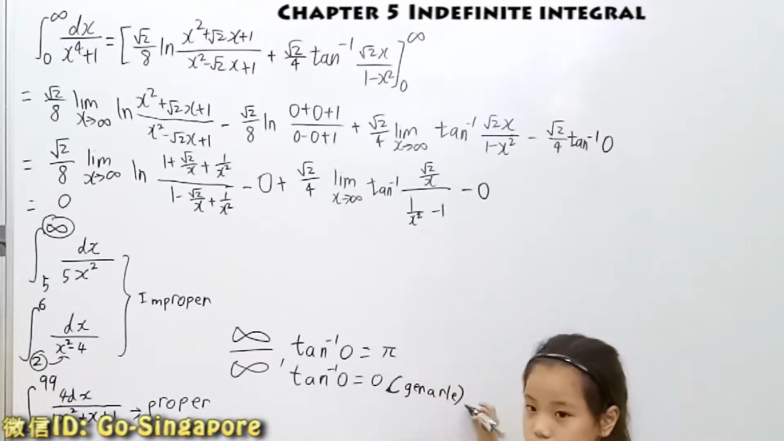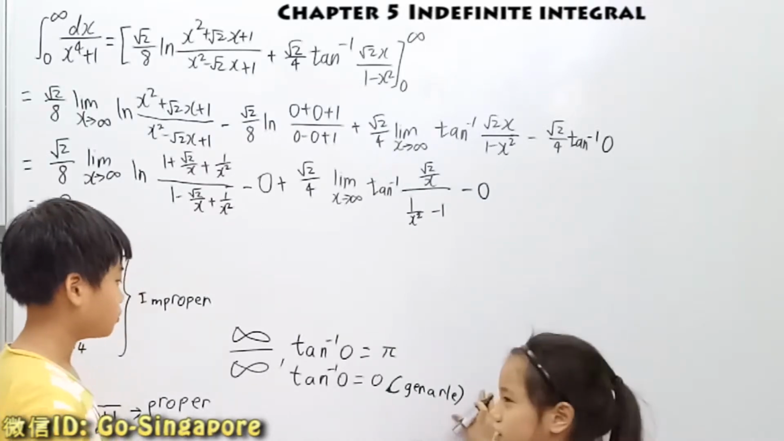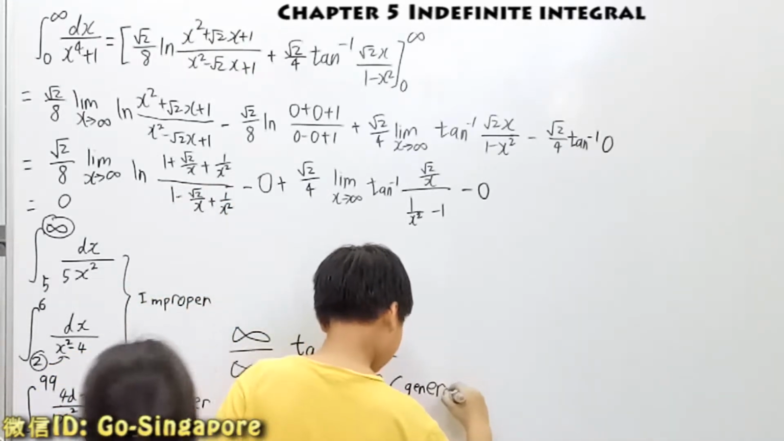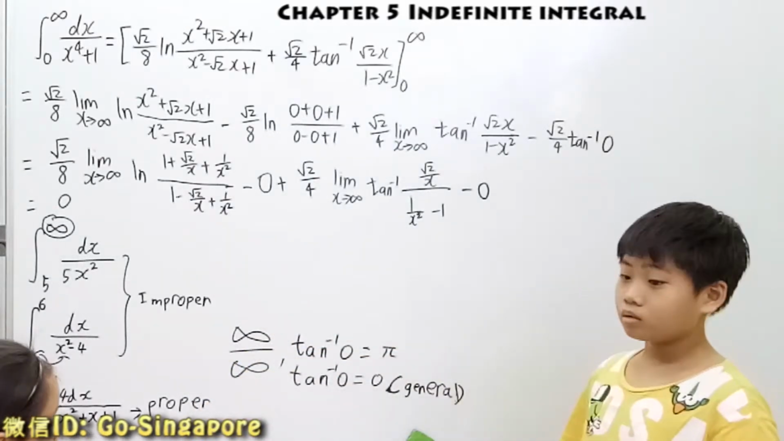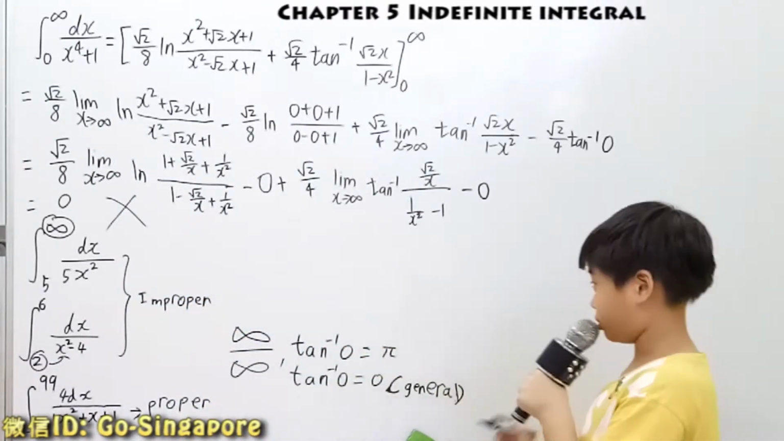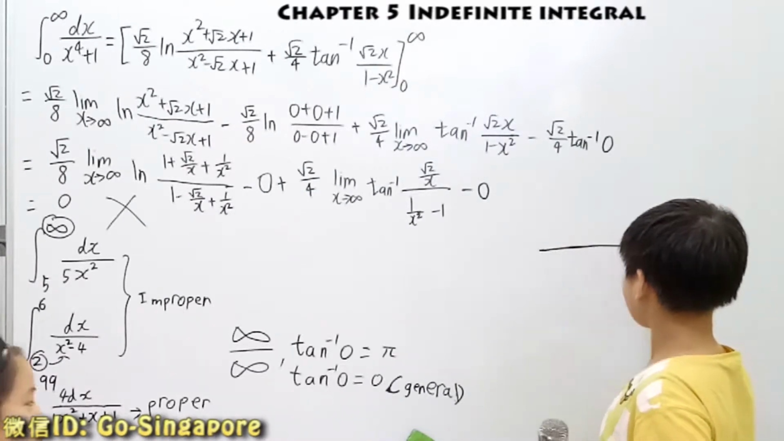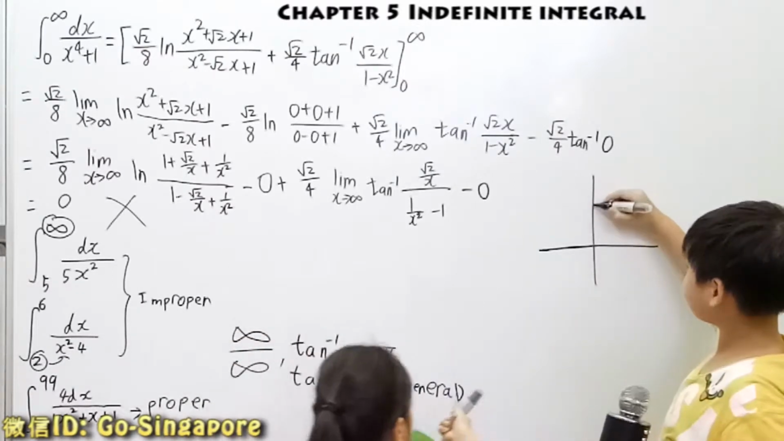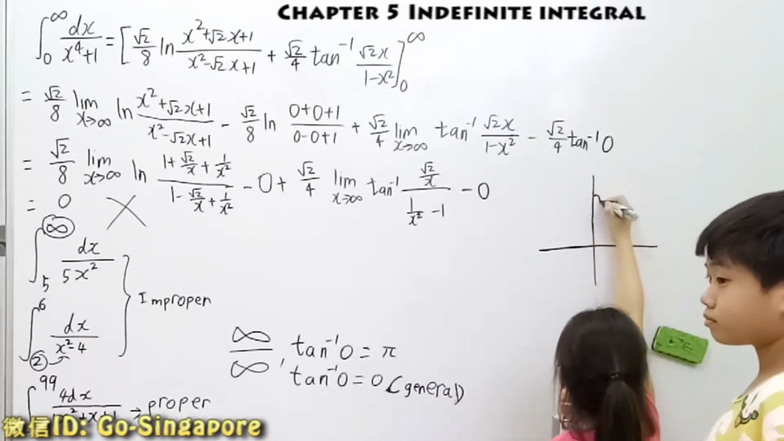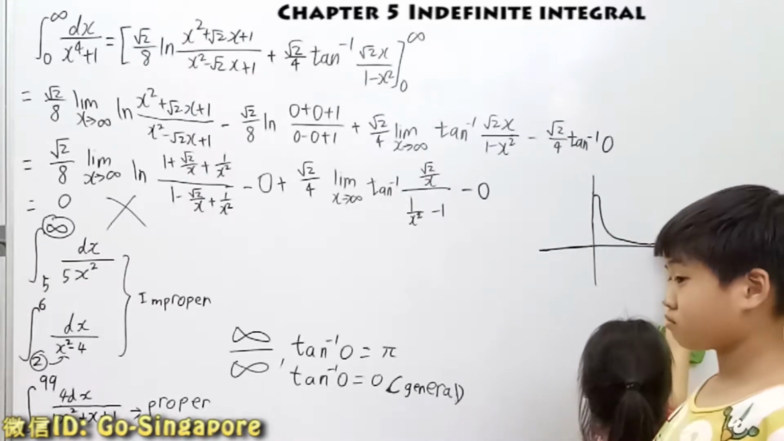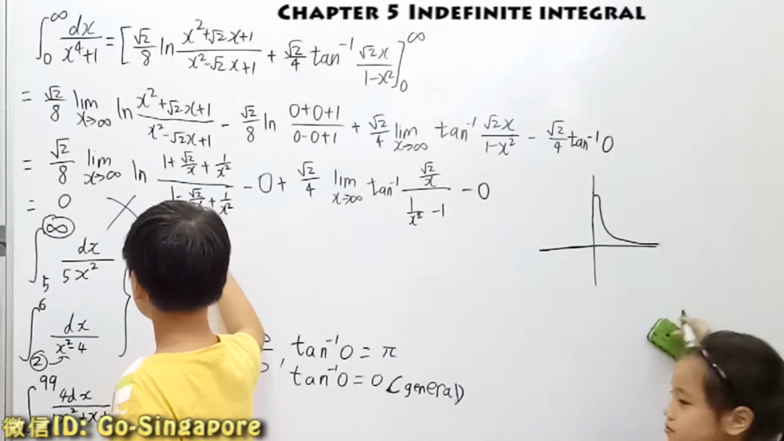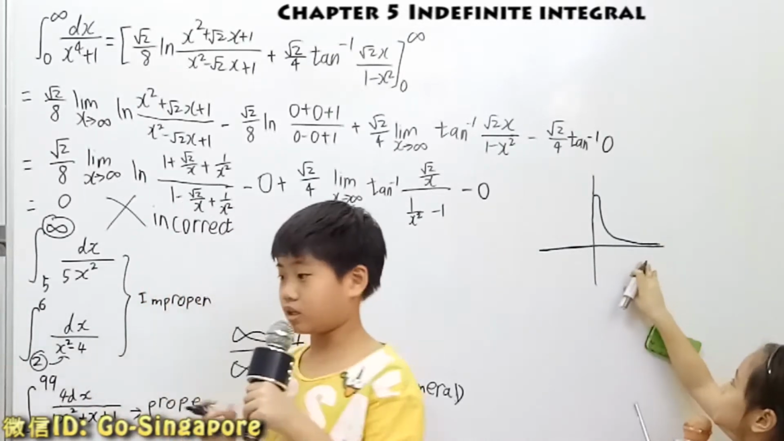But can it be possible? Yes. Wait, is it possible for this to be 0? Yes, this is 0. But is it possible? No. It is not possible. As you see at the graph, wrong. You should have a curve. Yeah, that's a touch. So this is like incorrect.